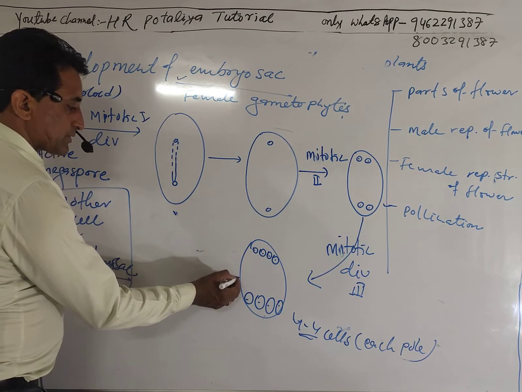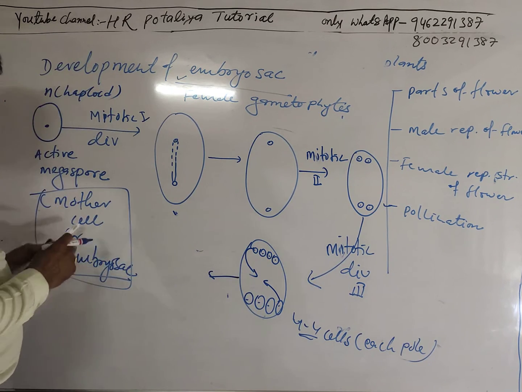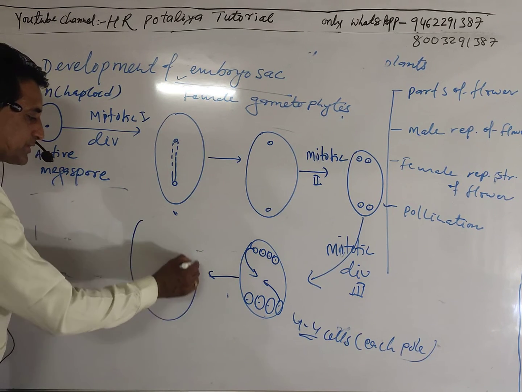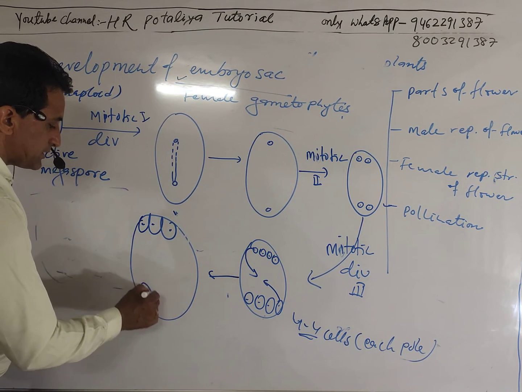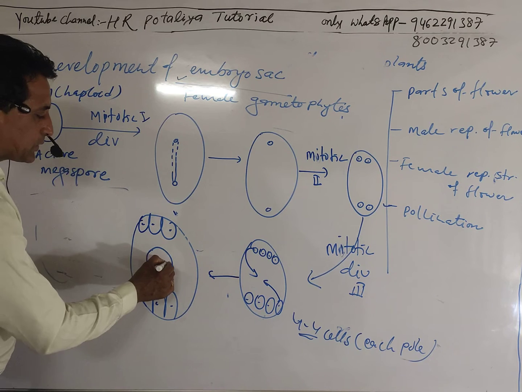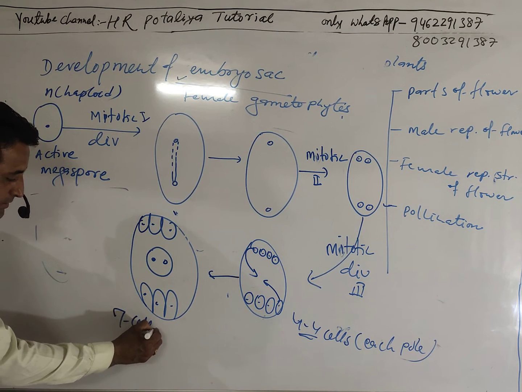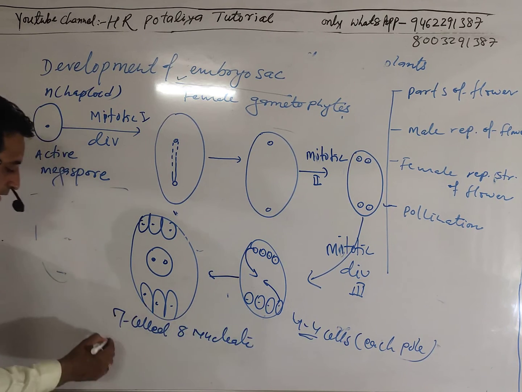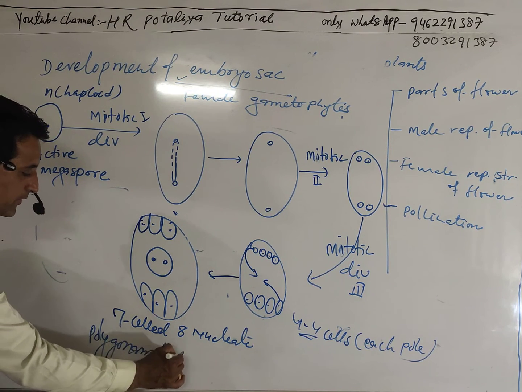Now 1 cell from each pole comes to the center, and the structure changes. There are 3 cells at one pole, 3 cells at the other pole, and 1 cell in the middle, which has 2 nuclei. Totally, the structure is 7-celled and 8-nucleate, and that is known as the polygonum type embryo sac.